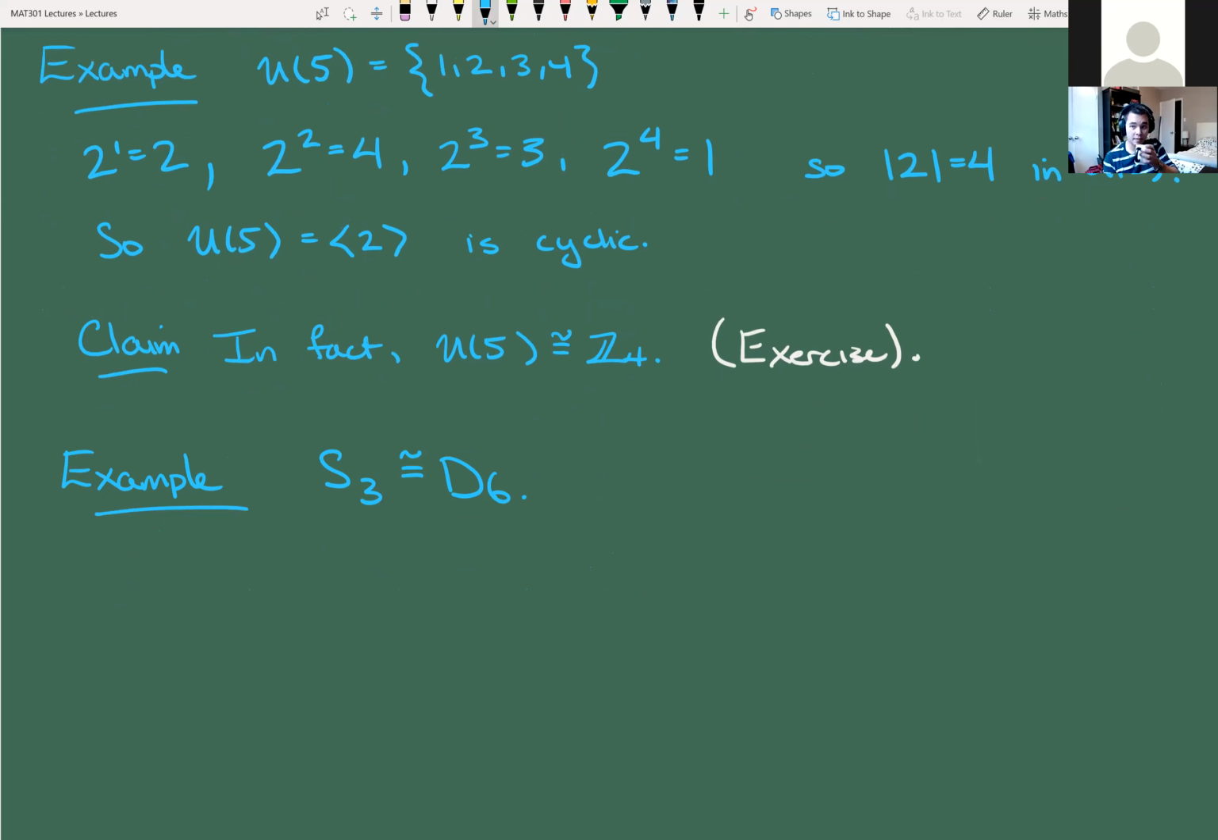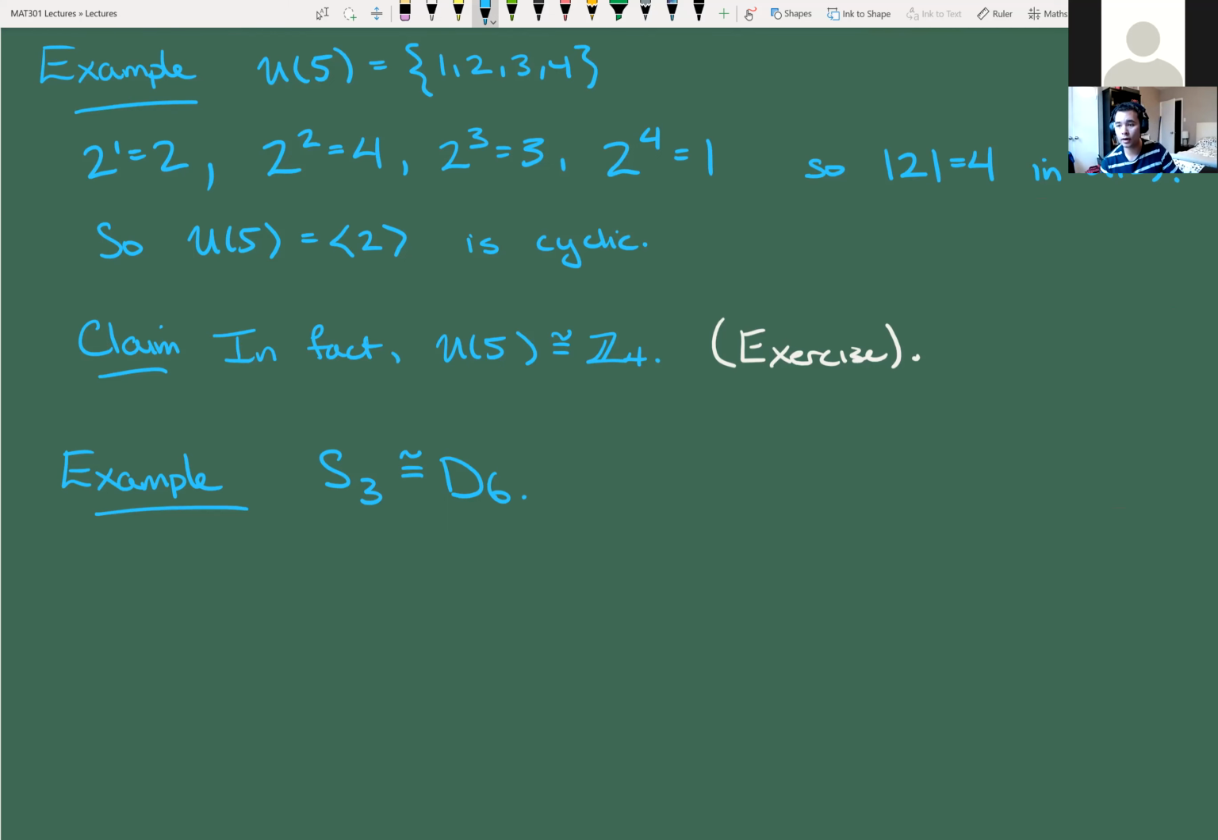S3 is isomorphic to D6. Right? So remember, S3 is the symmetric group on 3 letters, and D6 is the collection of symmetries of the triangle. And I claim that there's a sense in which this is obvious. In fact, this is the only time the symmetric and the dihedral groups will be isomorphic. After this, obviously, it's not true, just because they don't have the same order.